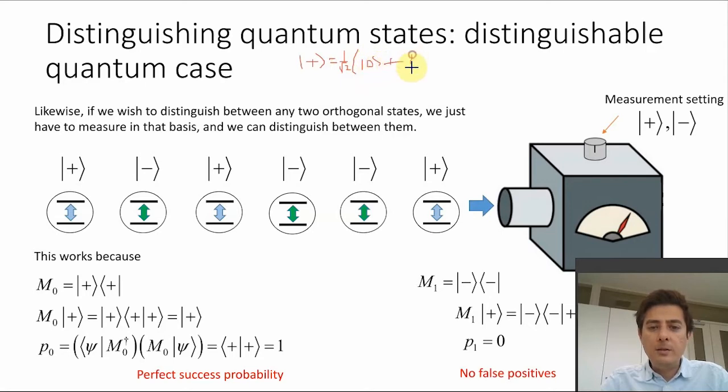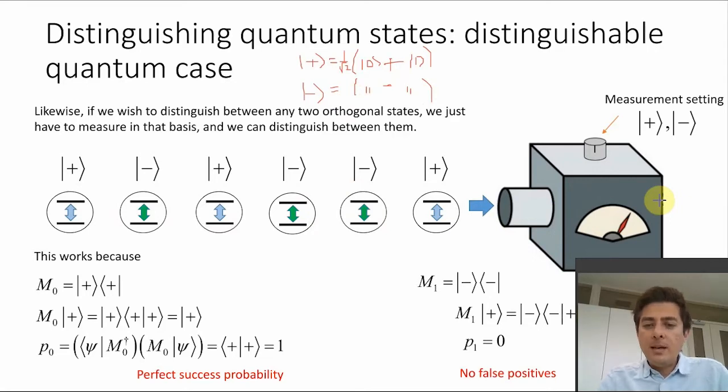So maybe 0 is the bottom level and 1 is the higher energy level. And minus would be basically the same thing, except that it's got a minus sign here instead of a plus sign. So otherwise, it's the same kind of state, right? So we have two types of superposition states coming into this box.